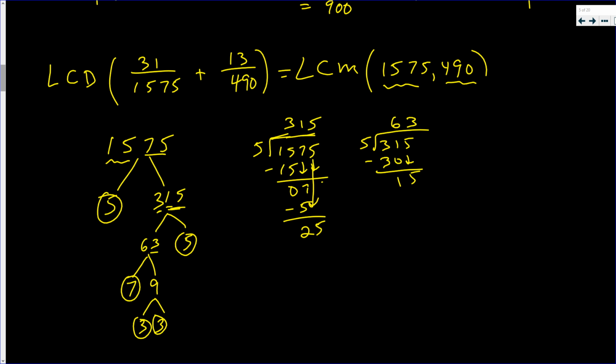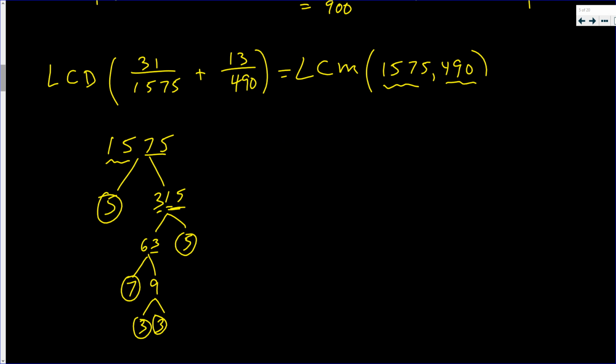So let me get rid of my side work. So what we have is that 1575 is 3 times 3 times 5 times 5 times 7. Okay, it is what it is.